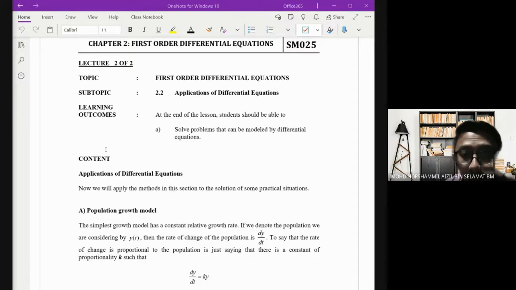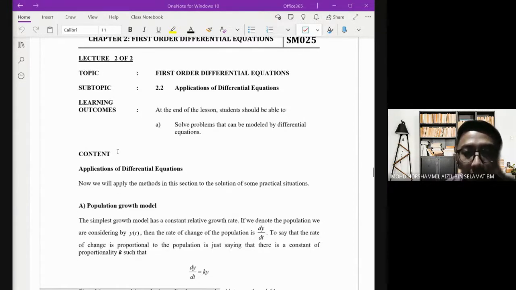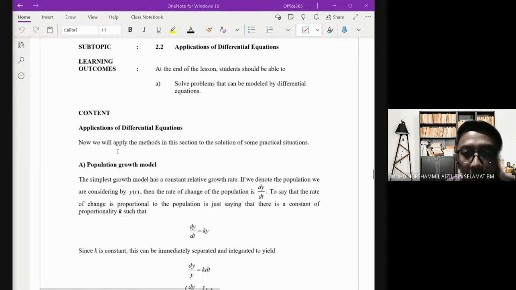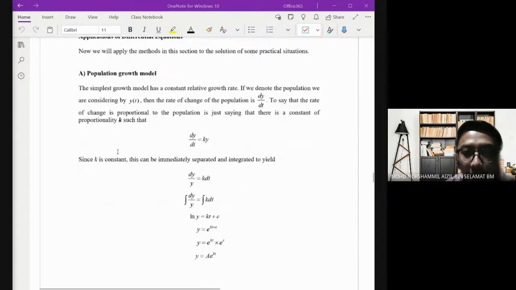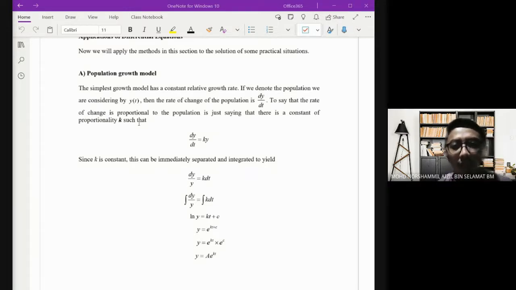Okay, alright. So now we want to apply that case in which we call the subtopic 2.2 applications of differential equations. So yang ni kita akan masukkan dalam situasi sebenar lah. Alright, so take a look at the first part A, population growth model. So yang ni dia mengkaji populasi growth ni, pertambahan populasi.